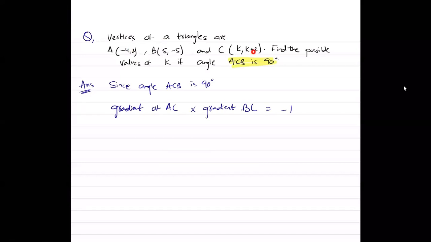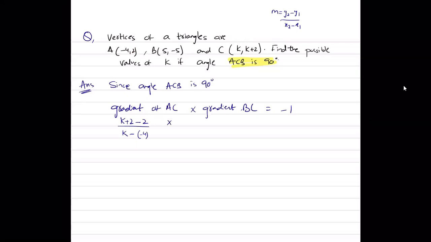Do you remember the formula for finding the gradient of AC? Yeah, it is y2 minus y1 upon x2 minus x1. So y2 in this case is k plus 2, minus y1, which is 2, divided by x2, which is k, minus x1, which is minus 4.